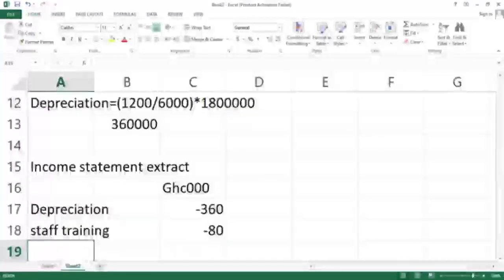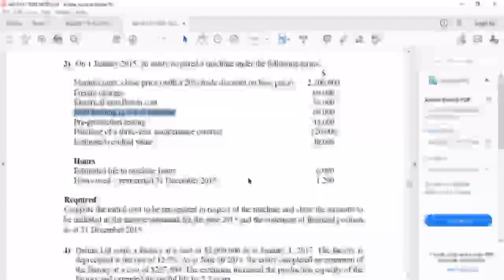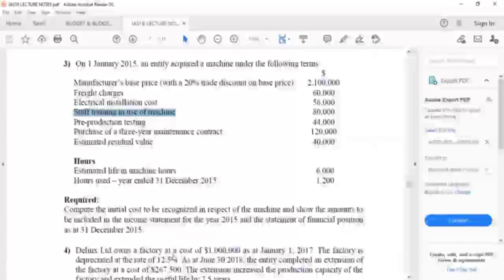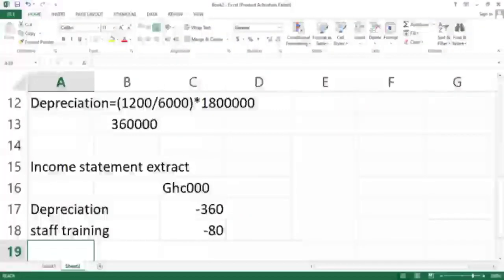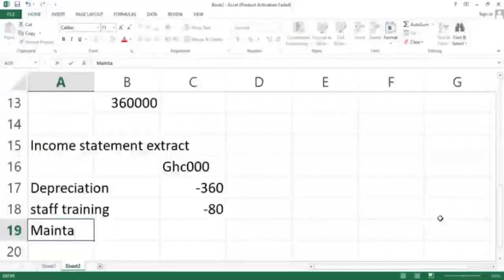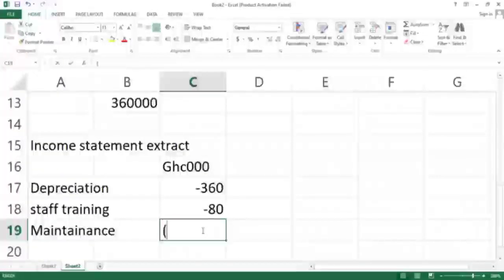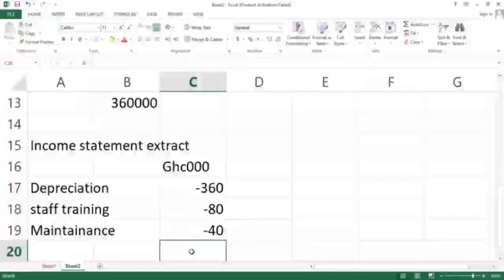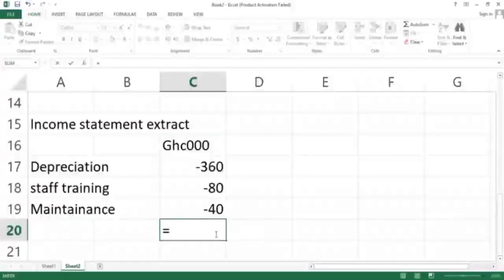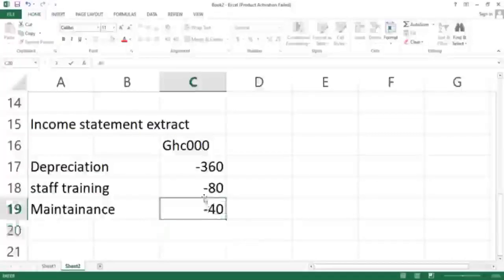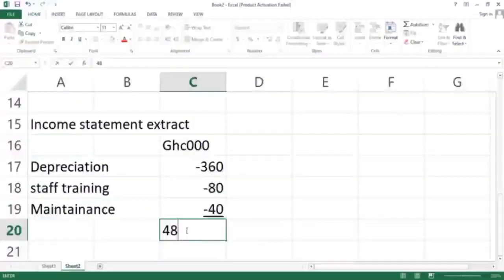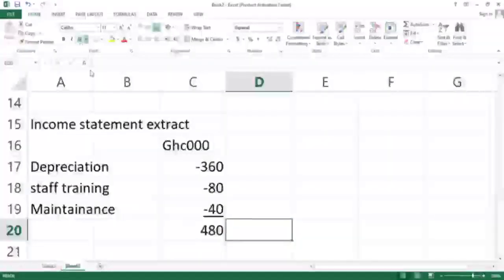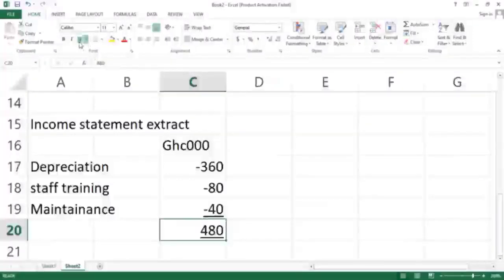The next one is what? Look at the question and tell me. Maintenance cost. Okay. Maintenance cost, how much are we sending there? 40,000. So 120. No. 40, it's 3 years. So every year will be what? It will be 40,000. It's 3 years for 120. So every year will be 40,000. So what will be our total expenses now? $480. Okay, that is our total expense for the income statement for 2015.